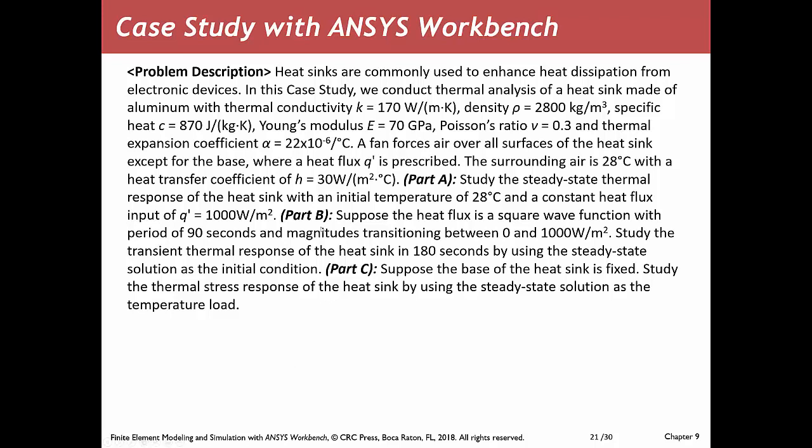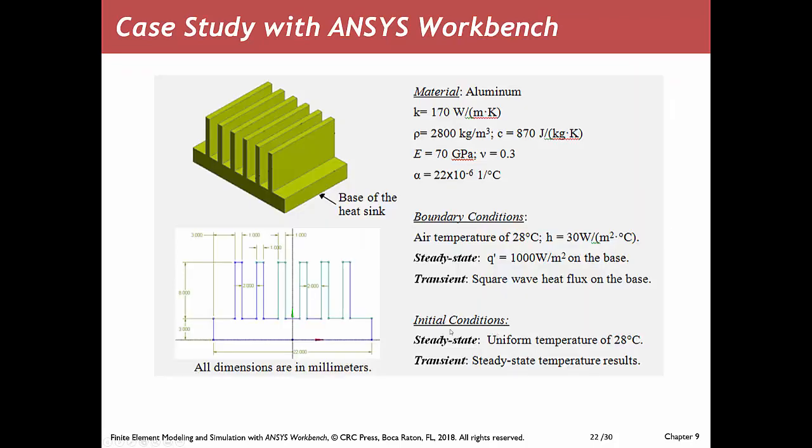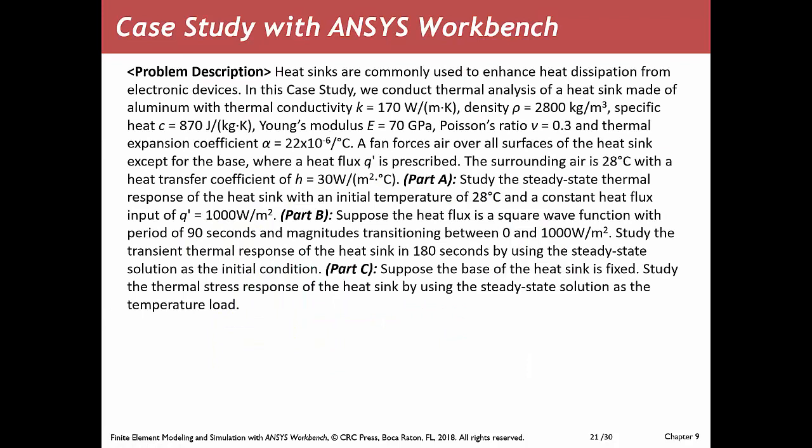So this is the information: part A, part B, part C, which is the steady state, transient, and thermal stresses. And these are the details of the material properties. Aluminum, if I remember, I mentioned we are going to solve the aluminum. These are the boundary conditions and the initial condition for the steady state and for the transient. And this is the geometry that we need to generate. So going back here, you take some time to read.